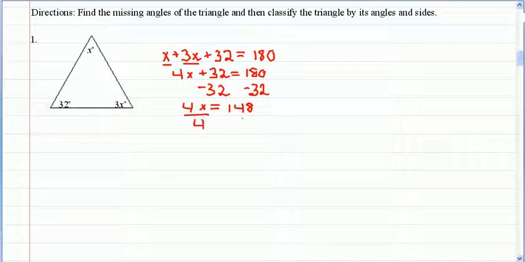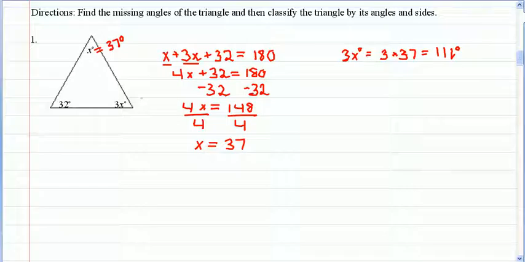Divide both sides by 4, and I get x is equal to 37. So with x equal to 37, I know that this angle is 37 degrees. I already know this bottom angle on the left is 32 degrees, so that just leaves 3x. So on the side, 3x degrees is equal to 3 times 37, and 3 times 37 is equal to 111 degrees.